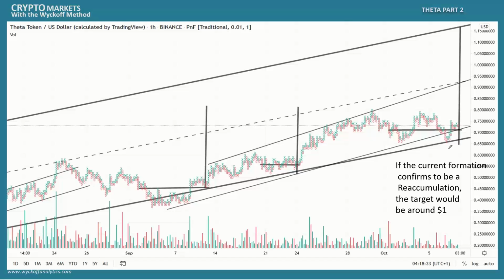So if the current formation confirms to be a reaccumulation, and we want to see a breakout of this trading range, the target could potentially be around $1. And I think this is a very interesting chart because in this way we could confirm the target of the overbought line of the channel, this big channel.